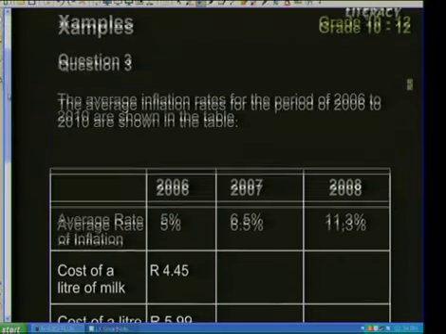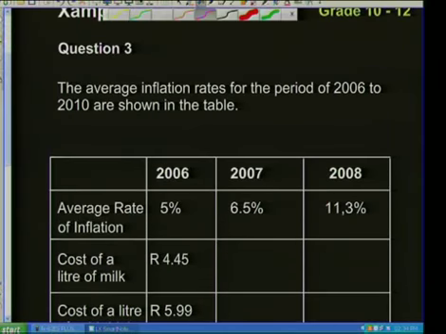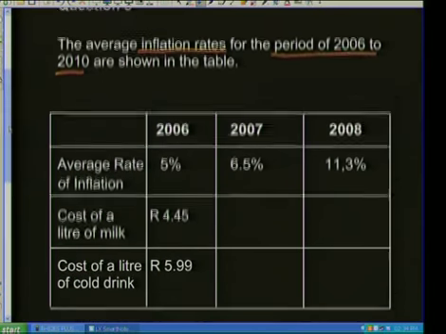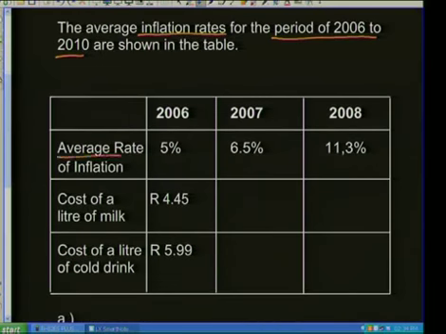But I'll tell you what, the best thing to do is let's look at an example. So our example we have is the average inflation rates for the period of 2006 to 2010 are shown in the table. So what do we have in the table? This is our average rate of inflation.